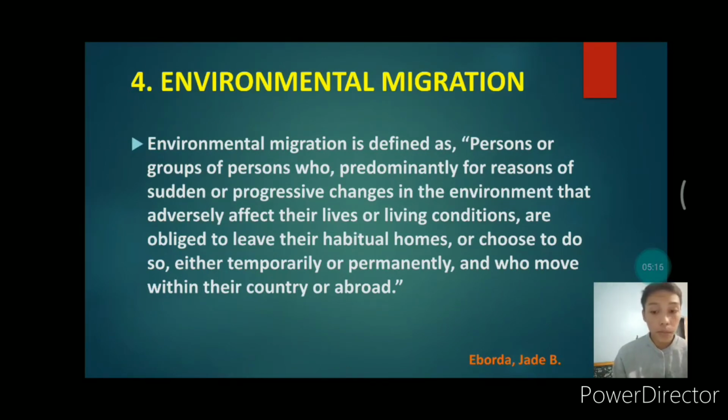So 17.2 million people across 144 countries and territories were newly displaced due to environmental disasters. The majority of these migrants were displaced within the context of their own country, with a very small number forced to move abroad. So that's all for the four types of migration. I hope you learned something.